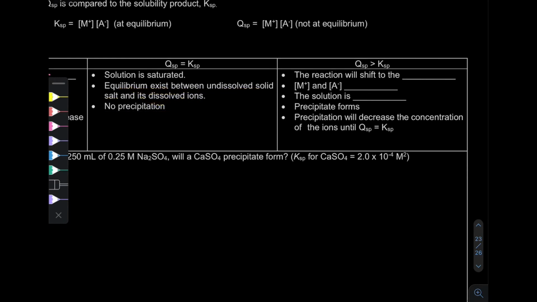Okay, and the last part, we look at when Q is bigger than K. For this one we do the pacman, and it shifts to the left. So the equilibrium will shift to the left here. For example, I'm just going to write down the equation here. For example, MX solid goes to M plus aqueous plus X minus aqueous.